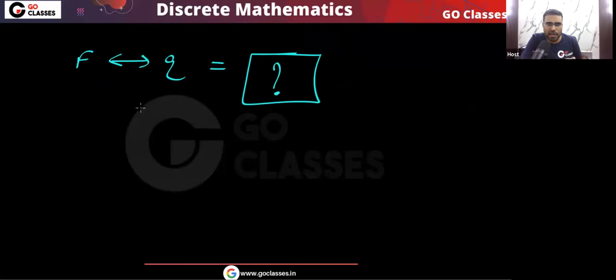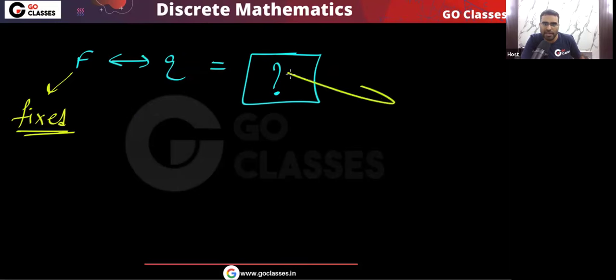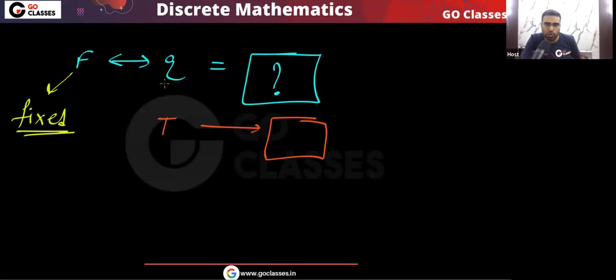See, very interesting method I'm telling you. This false is fixed, right? Do you agree? False is fixed. So now, because this false is fixed, I want to know what is false biconditional q. What should I write here? See, the method is very simple. You tell me one thing. This q is not fixed. Remember, if q is true, then what will this box contain? What will I write in this box? If q is true, then false biconditional true, that is false. Okay, in the box I will write false.